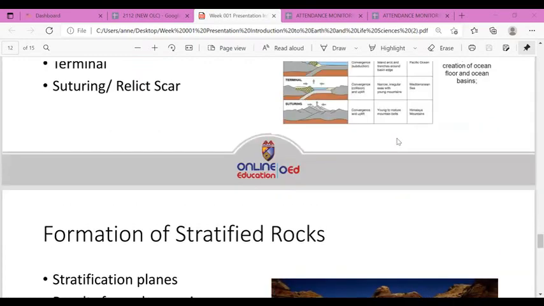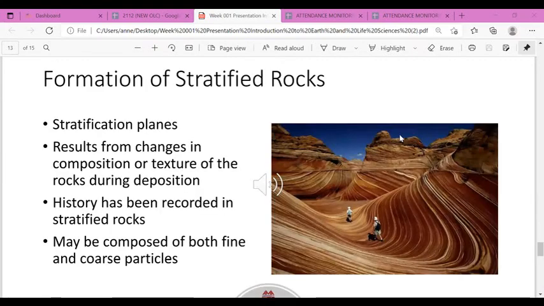Because of this, okay, there are kinds of rocks. New formation of rocks are being formed. And one of which is the stratified rocks. Okay, stratification plains. Okay, result from changes in composition or texture of the rocks during deposition. Okay, this one is a kind of sedimentary rock, boys and girls. Opo, ang stratified rocks ay example of sedimentary rock.